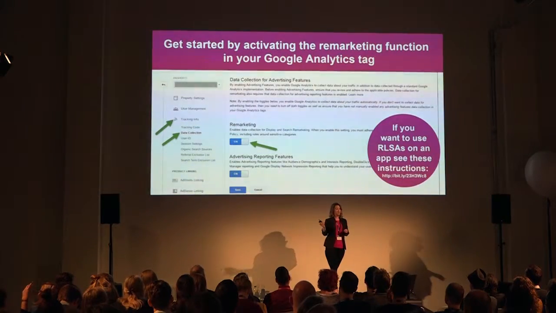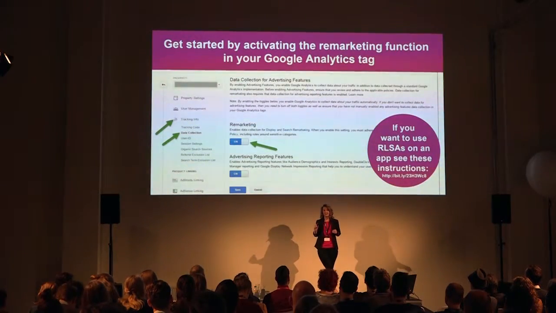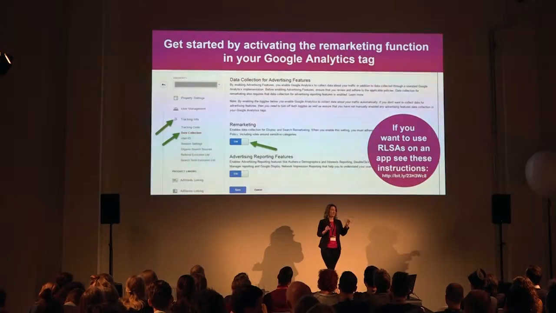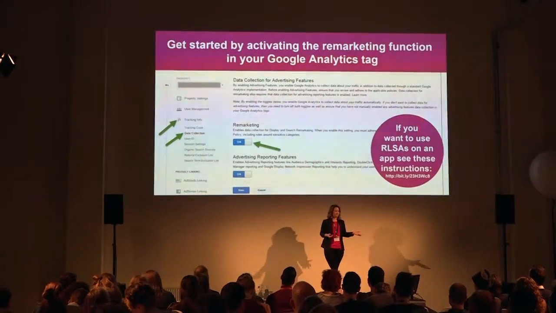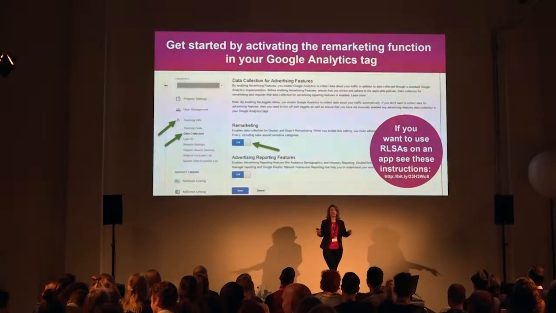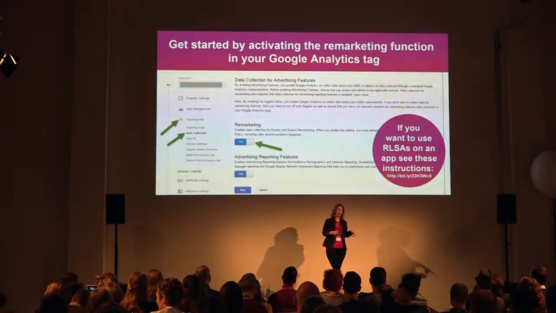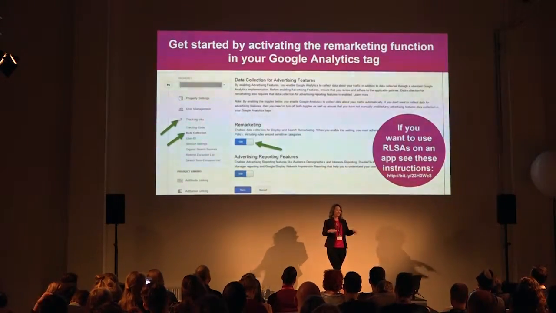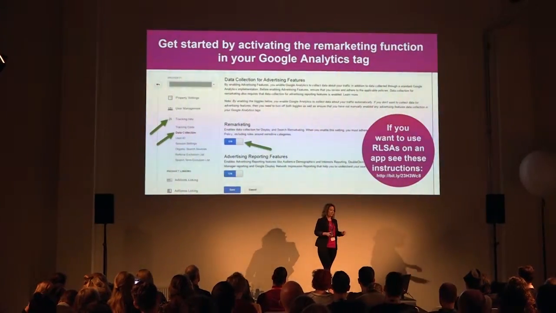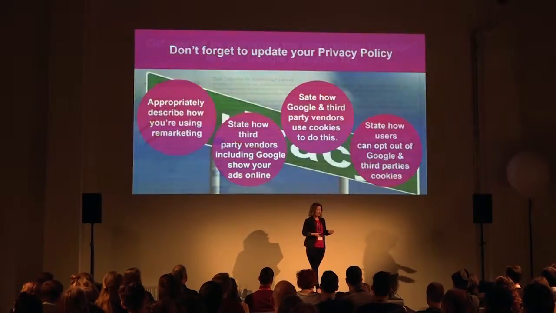To do this is really simple. In the admin tab of Google Analytics, just toggle the little setting to say on, and that's it. Obviously, if you're using RLSAs on an app, it's slightly different, and I've put a link in here for you to go and work out how to do that. My slides will be available afterwards, so don't worry about noting everything down.